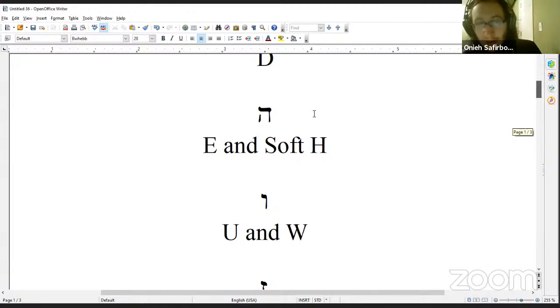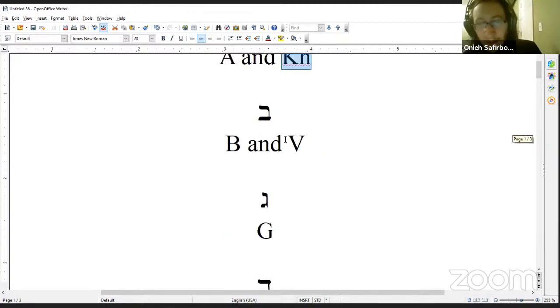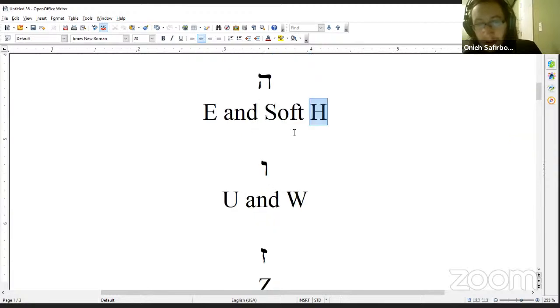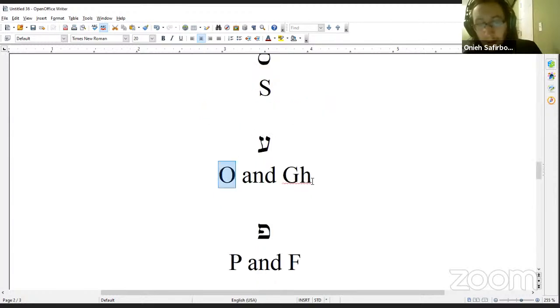So aleph is associated with KH, hey is associated with a soft H, and ayin is associated with a GH.